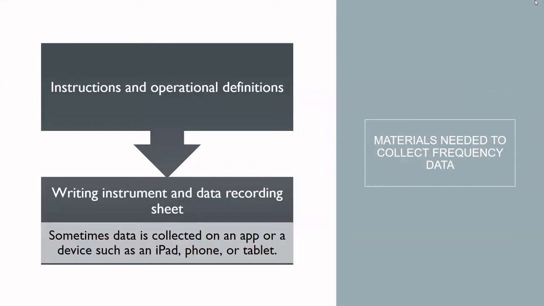In previous slides, we discussed the important materials that are needed when preparing to record data. For recording frequency, a writing instrument and data sheet are the most necessary materials. Depending on the client, some behavior analysts will give you a clicker to keep track of the frequency count, but a writing instrument and data sheet are the most common way of taking frequency data.